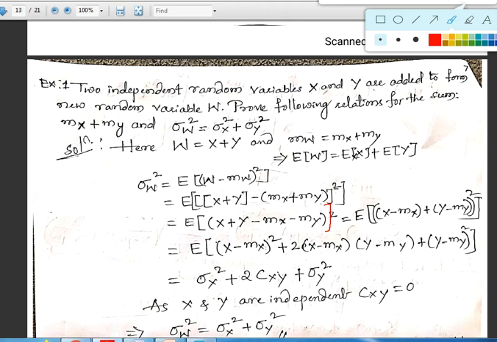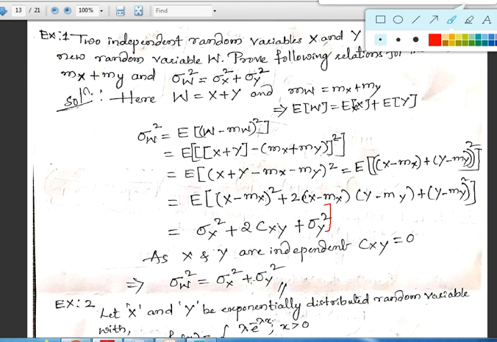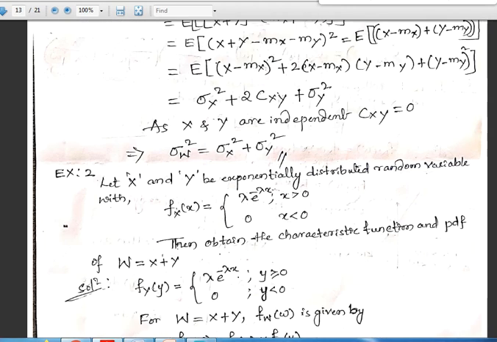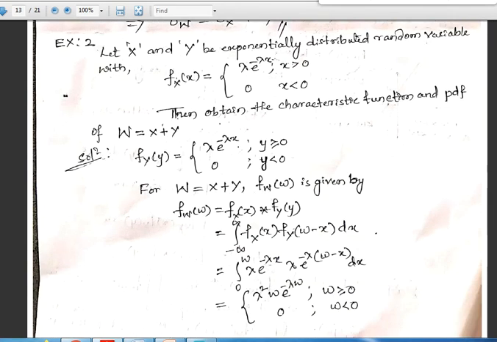wherein σ_w squared is equal to σ_x squared plus σ_y squared, because x and y are two independent random variables, and for independent random variables c_xy is always equal to 0. So we get σ_w squared is equal to σ_x squared plus σ_y squared. And similarly we can go for the next one.